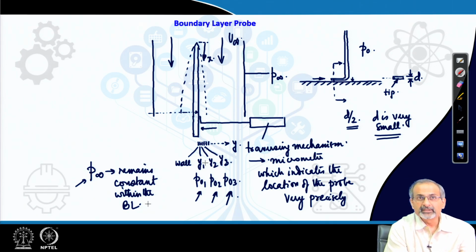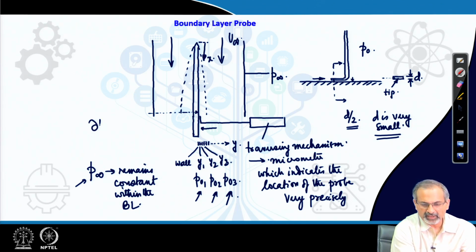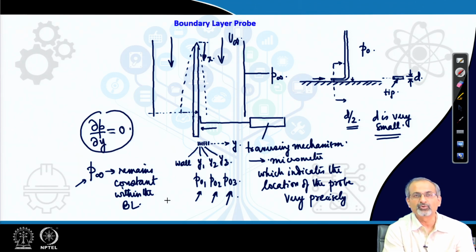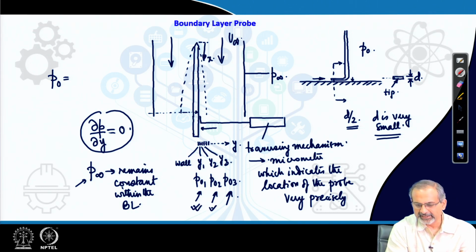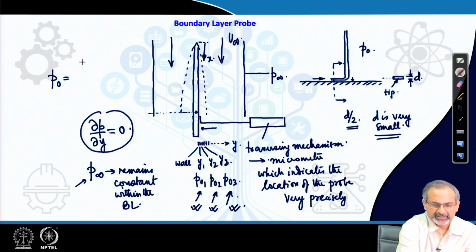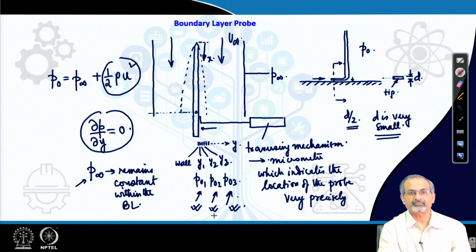Also, within the boundary layer, this pressure would not change, because as you know from the boundary layer theory, del P del y goes to 0. That means, there is no change in static pressure. So, why does the pressure change at all within the boundary layer, which your pressure readings will finally tell you? It is going to change not because the static pressure changes, but because the dynamic part of the pressure changes.